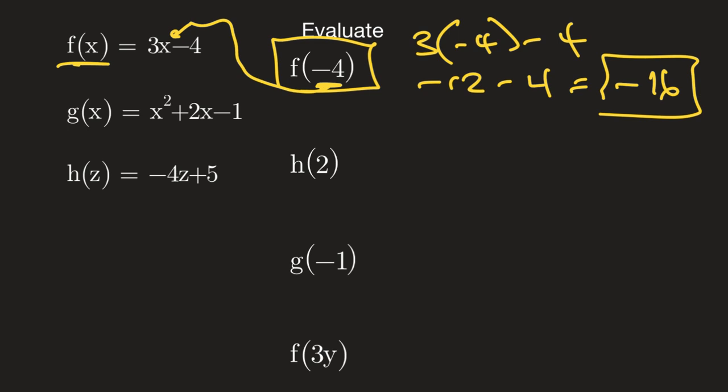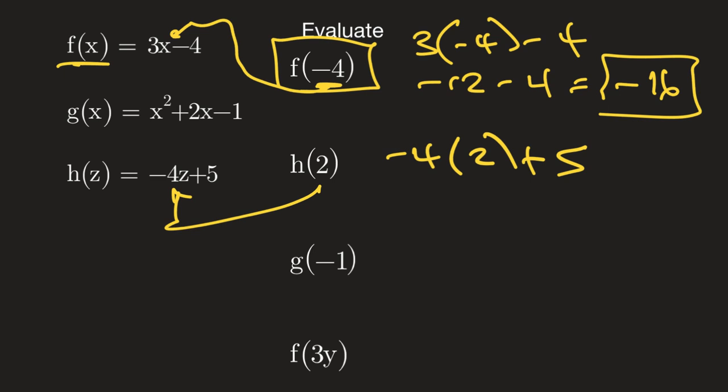Now, everywhere I see a z, I'm going to put a what? 2. Put a 2. So that 2 is going right there. Negative 4 times 2 plus 5. What's negative 4 times 2? And what's negative 8 plus 5? Negative 3. It's that easy.